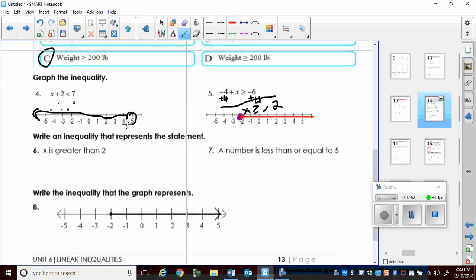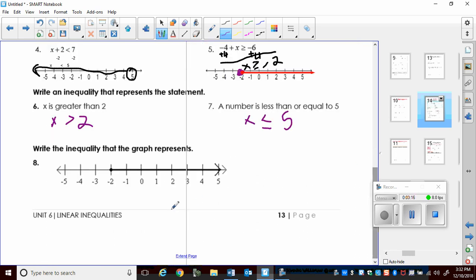All right. Now write an inequality that represents the statement x is greater than 2. I always start with my symbol. It's greater, and x is greater than 2. Next, a number is less than or equal to 5, so x is less than or equal to 5. All right, last one. Write the inequality that the graph represents. These x values are greater than some number. The circle is filled in, so it's equal to -2.